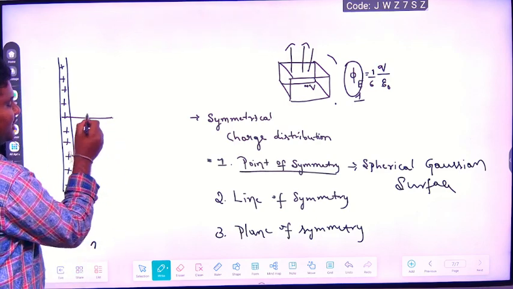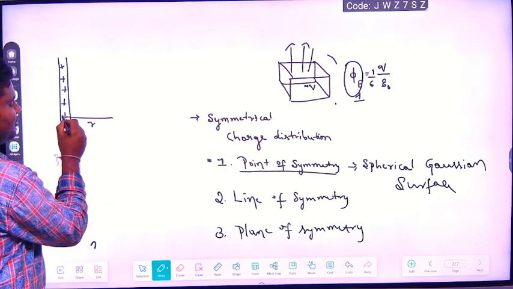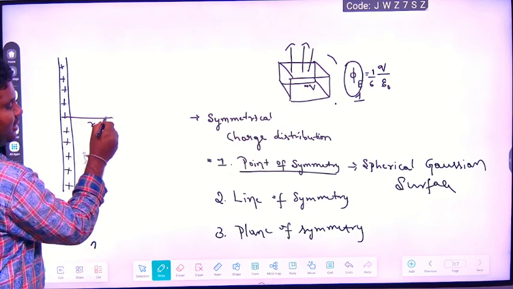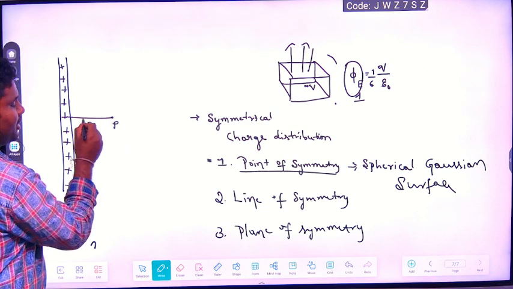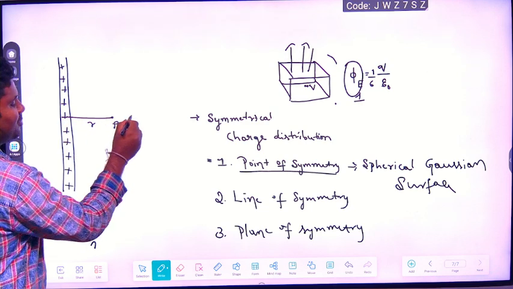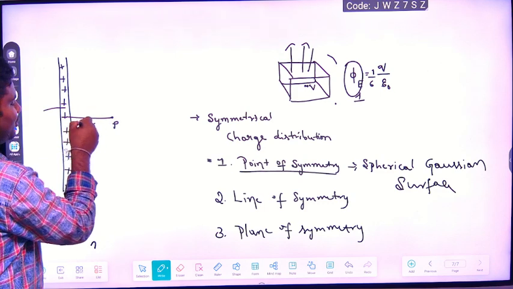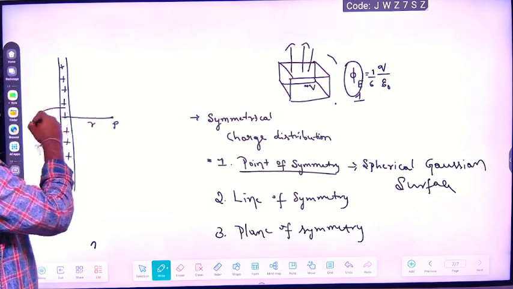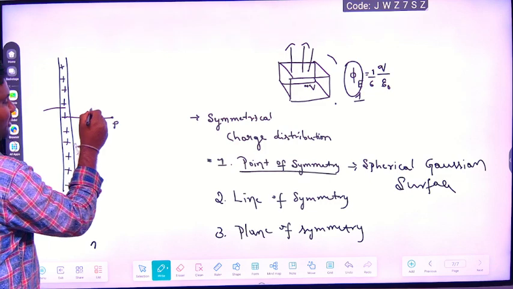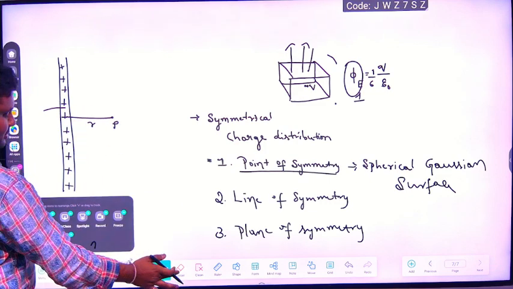Now you see, surrounding the charge, this charge is the source of electric field. This is the point P. Now electric field lines will move through this point P. You take anywhere, the electric field lines flow equally throughout the charge. Correct, right? You take the point this side, this side.